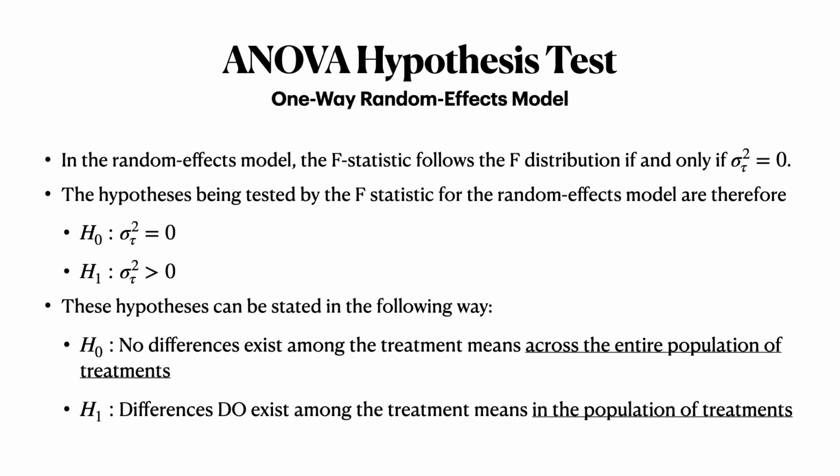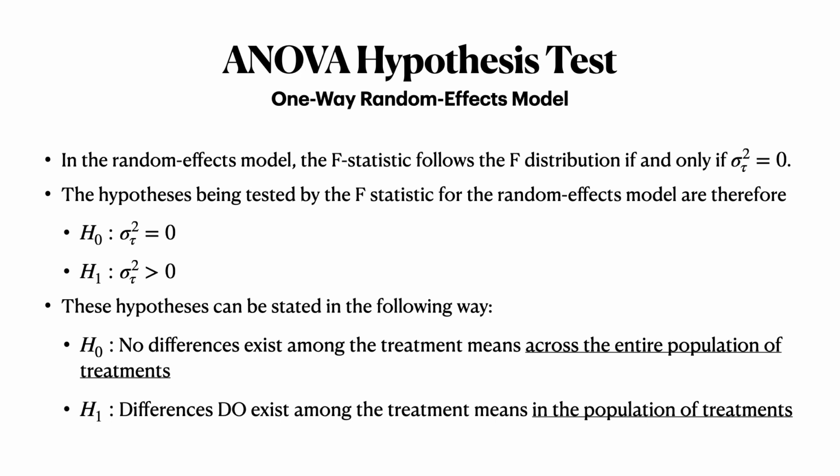Now for the random effects model, the F statistic will follow the F distribution if and only if the variance of the treatments, sigma squared sub tau, is equal to 0. And so this implies that the hypotheses being tested by the F statistic for the random effects model are as follows. The null hypothesis is that the variance of the treatments, sigma squared sub tau, is equal to 0, against the alternative hypothesis that the variance of the treatments across the entire population, sigma squared sub tau, is greater than 0.